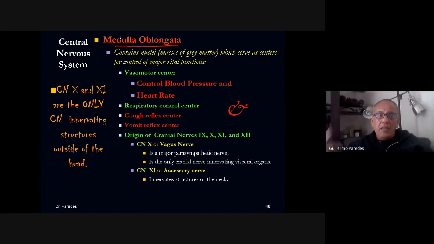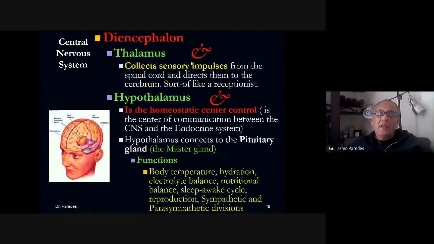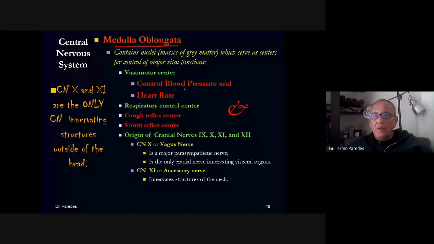And the medulla oblongata is particularly very important because it has two control centers that are very important. Number one is the heart. So we have a cardiovascular function, cardiovascular.